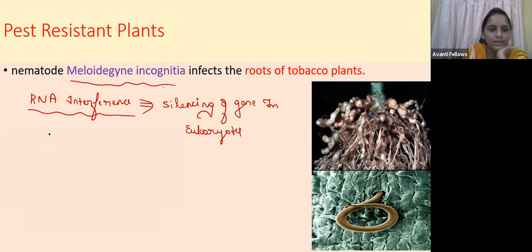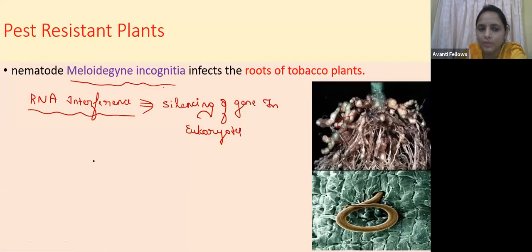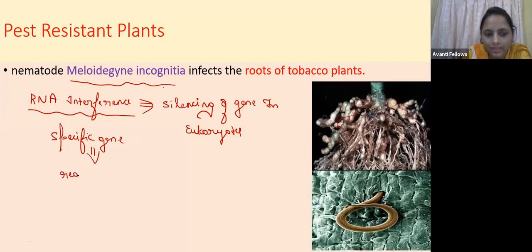So here that method was utilized in the pest resistant plant. Here you can see, first what they did was take the DNA. They took the gene, a specific gene which is required for the survival of that nematode.